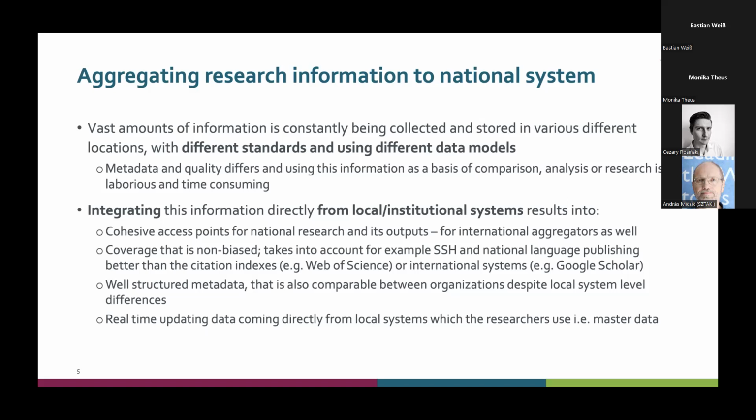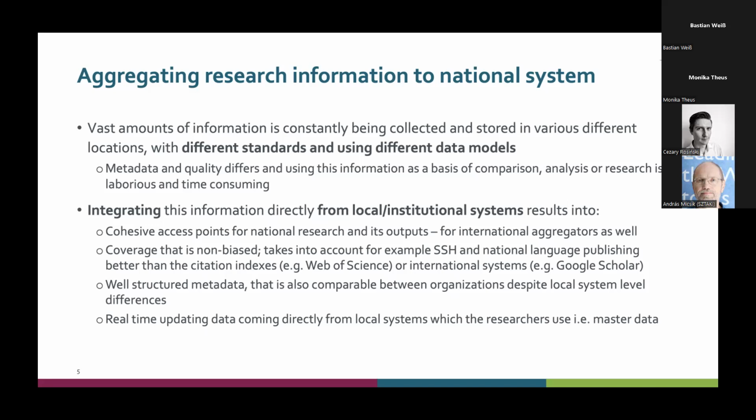And the main driving force behind research.fi is really to try to tackle many of these issues on a national level. So in the second bullet over there, by integrating various systems on a national level, we result, for example, in one cohesive access point for everything that relates to research made in affiliation with research organizations in Finland. This really has to do with the landscape of how and what kind of research is made in Finland. And this is really beneficial for international aggregators as well.